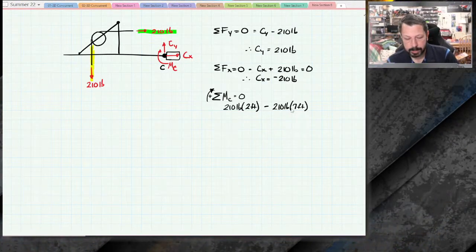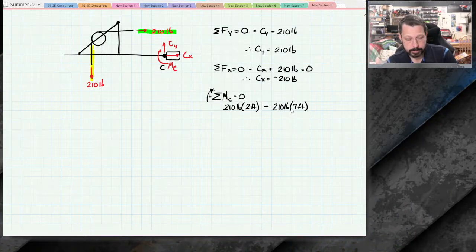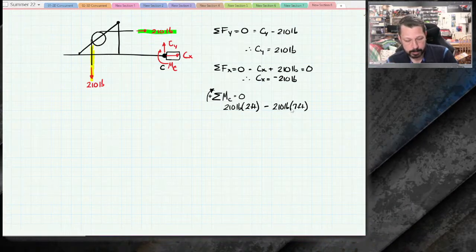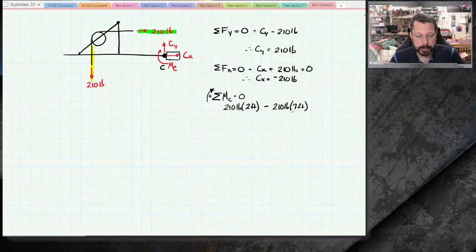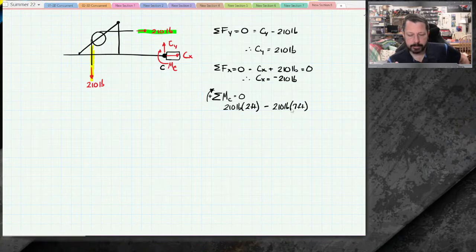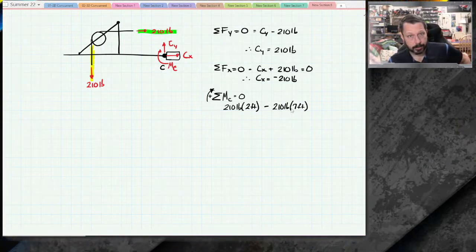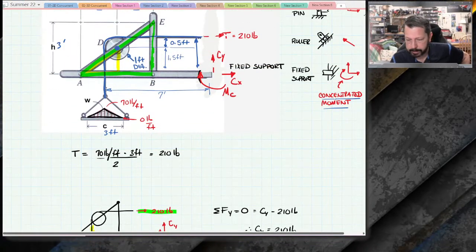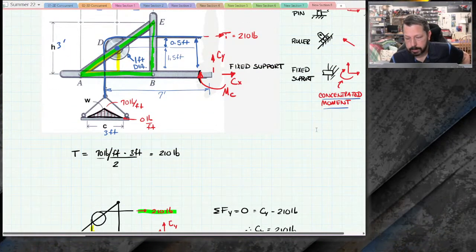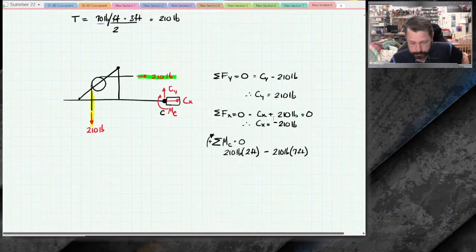CX and CY are forces that do not create moments about point C, because they're pushing on point C. The moment at C, however, is not a force; it's a moment. So it does create a moment. In fact, remember, it's called a concentrated moment. So it is not a force.